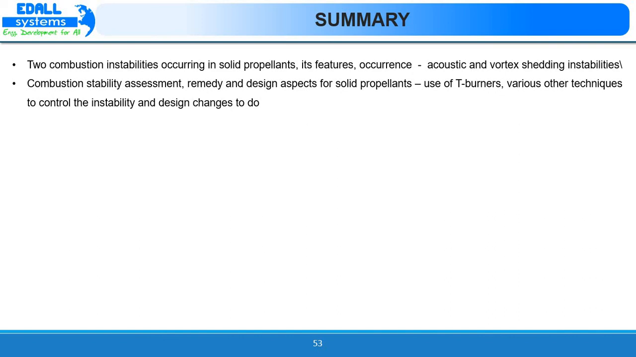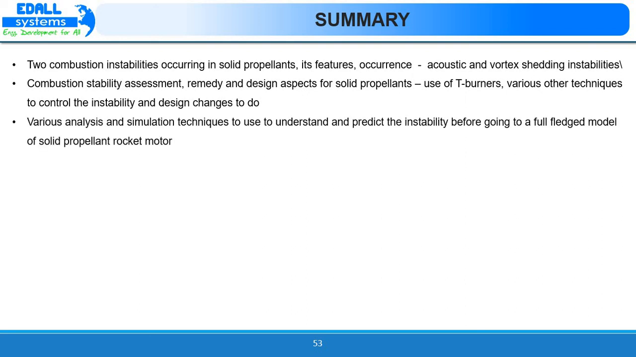Then combustion stability assessment, remedy, and design aspects of solid propellants we have seen, that is how we can use T-burners and we can get data. Then various other techniques to control the instability and design changes to do so, that is we can even change the grain design to fix the instability problem. Then we have discussed various analysis and simulation techniques to use to understand and predict the instability before going to a full-fledged model of a solid propellant rocket motor.